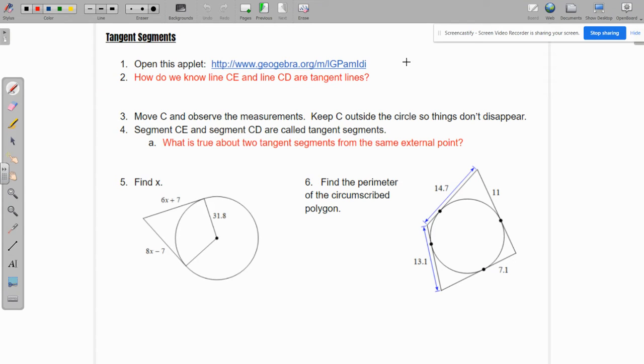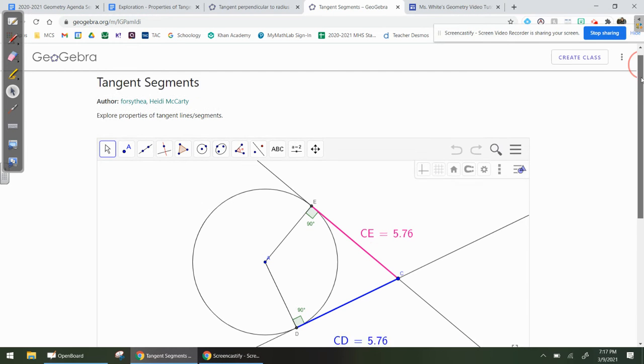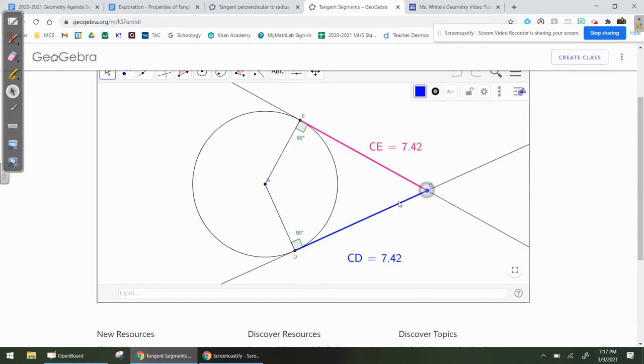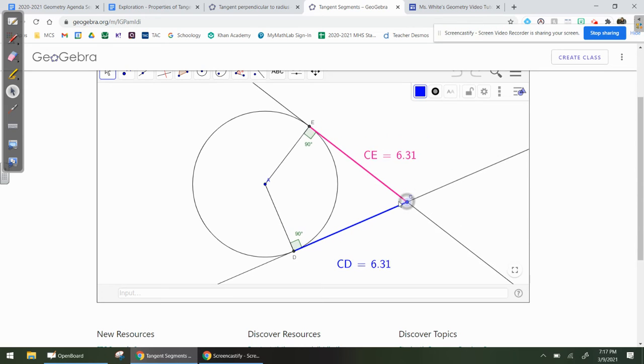We're also going to look at tangent segments. So now we're going to open this second applet. And again, you could type that in, or hopefully you have the link pulled up from our agenda. So in this case, you can see that we have two tangent lines, right? So line EC and line DC are both tangent lines. Can you tell why they're both tangent lines or how we know that?